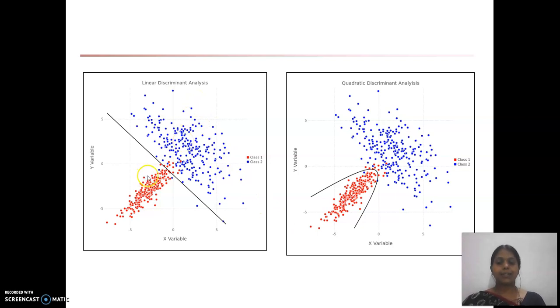You can see here a set of observations in red color and a set of observations in blue color. This line clearly separates the two groups. This is linear discriminant analysis, whereas if I draw the line in this way, then it is quadratic discriminant analysis. This line can be represented using a linear equation, and here the line is represented using a quadratic equation. We have two classes of values.